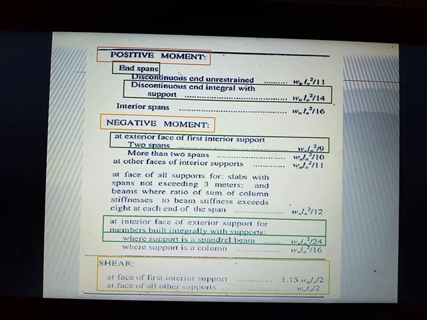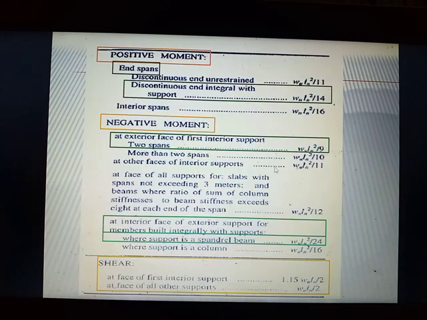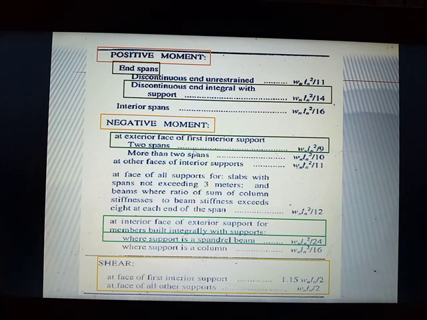So we can use this. For positive moments, we go again to the table. We have end spans, discontinuous and integral with support. We use WLn squared over 14, since it has both exterior spans only and no interior spans. This is an exterior span and this is your exterior span respectively. At the exterior face of the first interior support, we have WLn squared over 9.